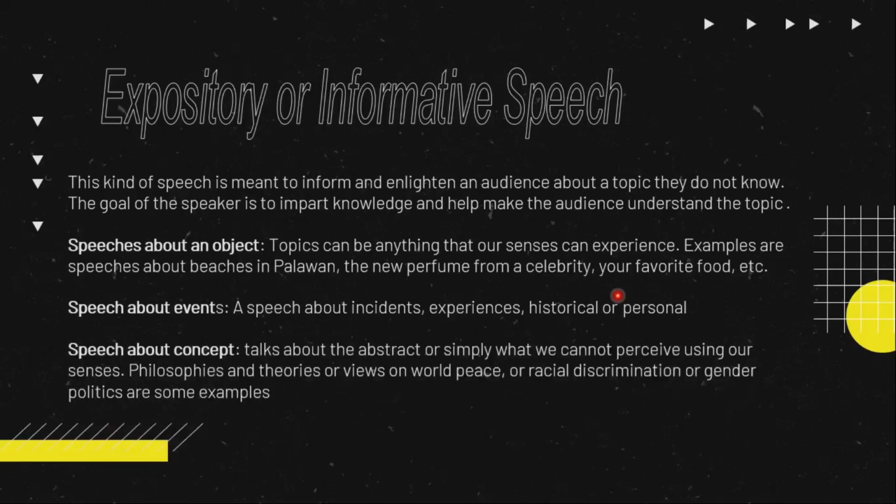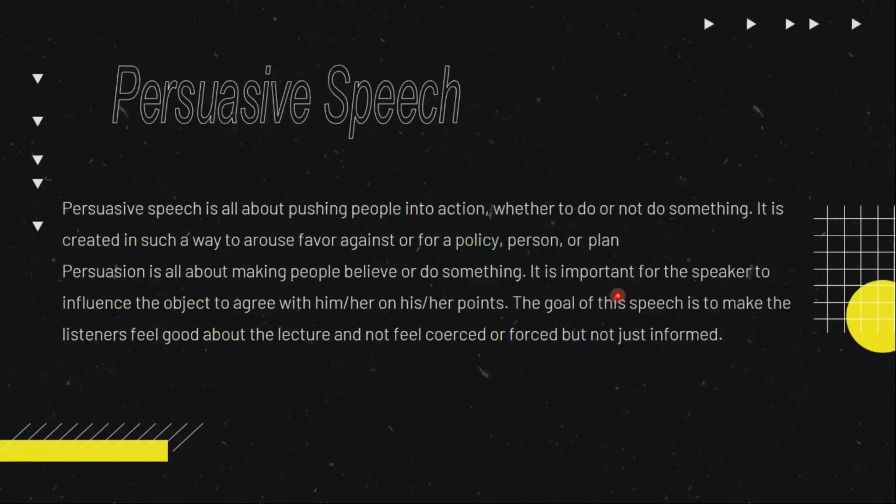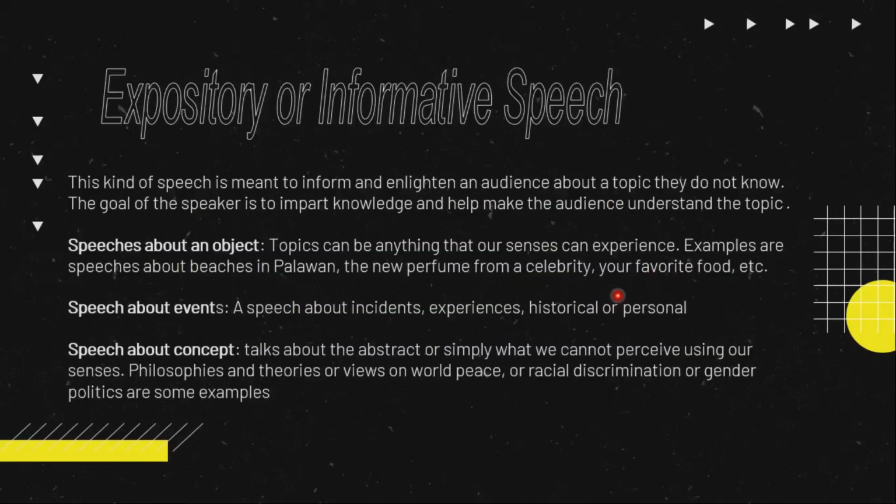Next, speech about a concept. What do we mean by this? A speech about a concept talks about the abstract, or simply what we cannot perceive using our senses. Philosophies and theories or views on world peace, racial discrimination, or gender politics are some examples. We still have two more types of informative speech. I wasn't able to put them here, but let me explain them for you.